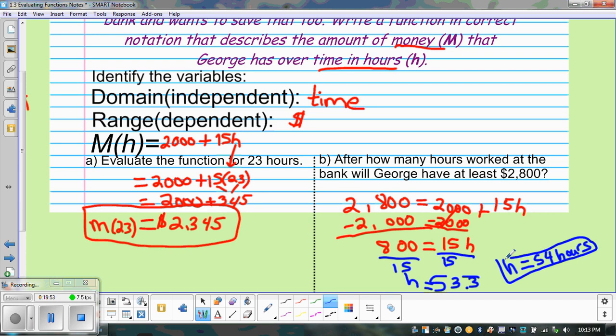Okay, that is it for our notes today on evaluating functions.